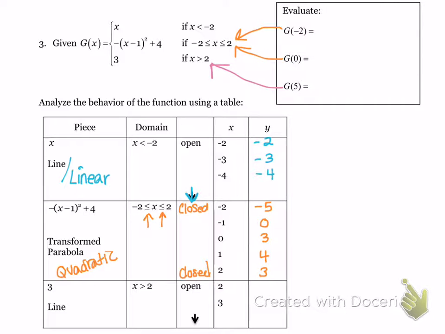And then that last one is a line. You could also say linear, or you can even say constant if you'd like. Everything greater than 2. So at 2 it's open because it doesn't say n equal to right there. And since it doesn't have another endpoint, we have an arrow. And then we're going to have 3, 3, and then obviously everything else is going to be 3. So let's look at the graph.